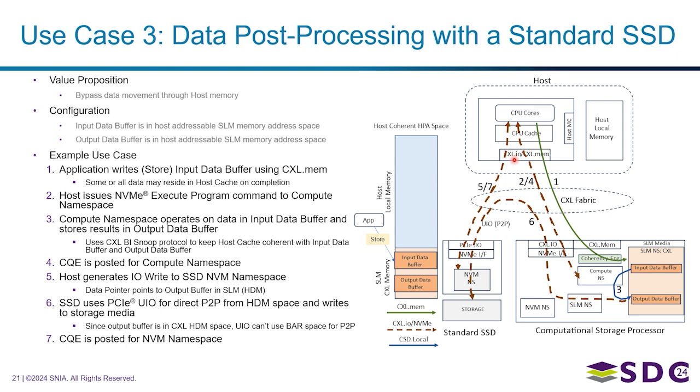Now here's where the example gets different. In step 5, the host is going to generate an I/O write to this traditional SSD, and it's going to have the data pointer point to this output data buffer over here, which it can address. It's a valid system address. The SSD is going to use PCIe UIO for peer-to-peer transfer, and we're going to transfer it out of the computational storage processor and into the NVMe namespace of our traditional SSD. And we'll post a completion in step 7 for that.